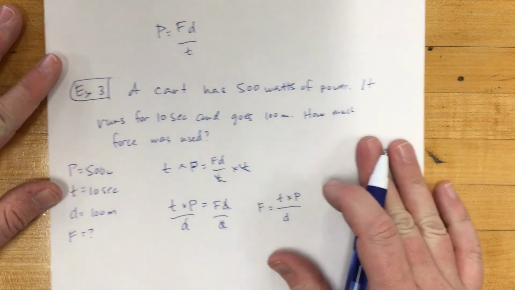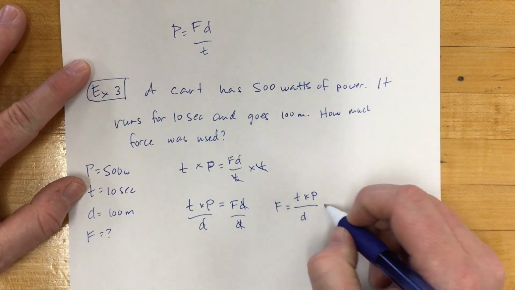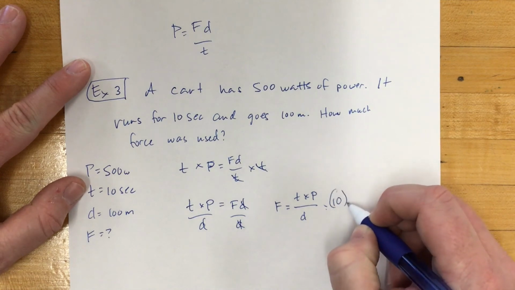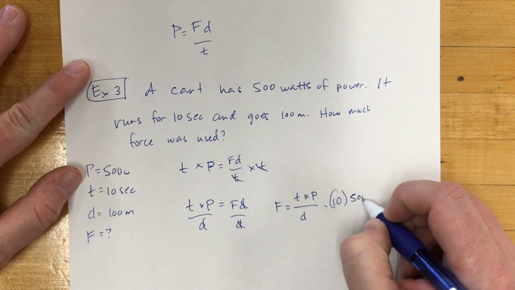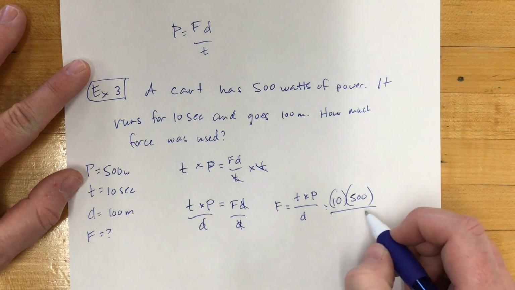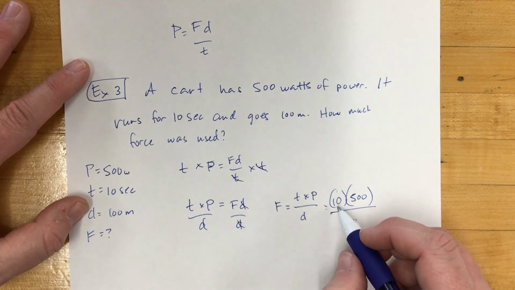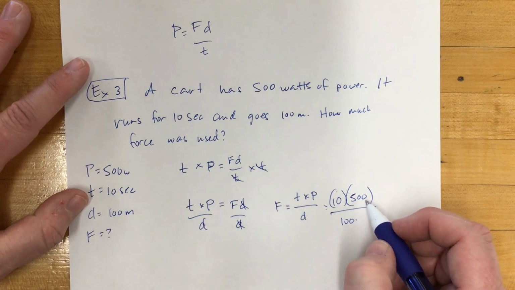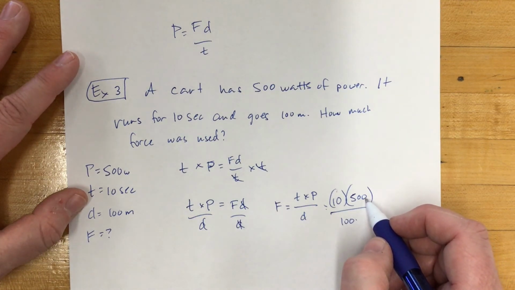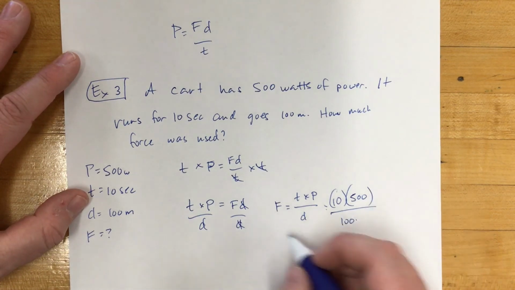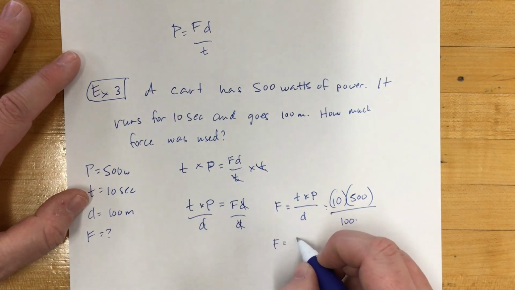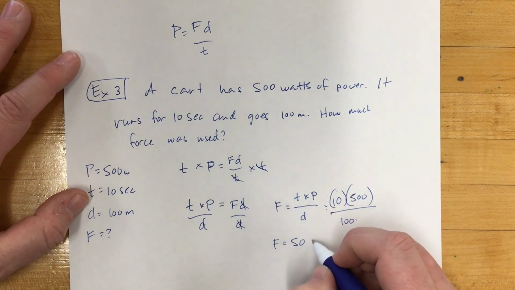Well, the time that I have here is 10 seconds. The power I have here is 500 watts. And the distance is 100 meters. So it's 10 times 500 is 5,000. Divided by 100, force equals 50 newtons.